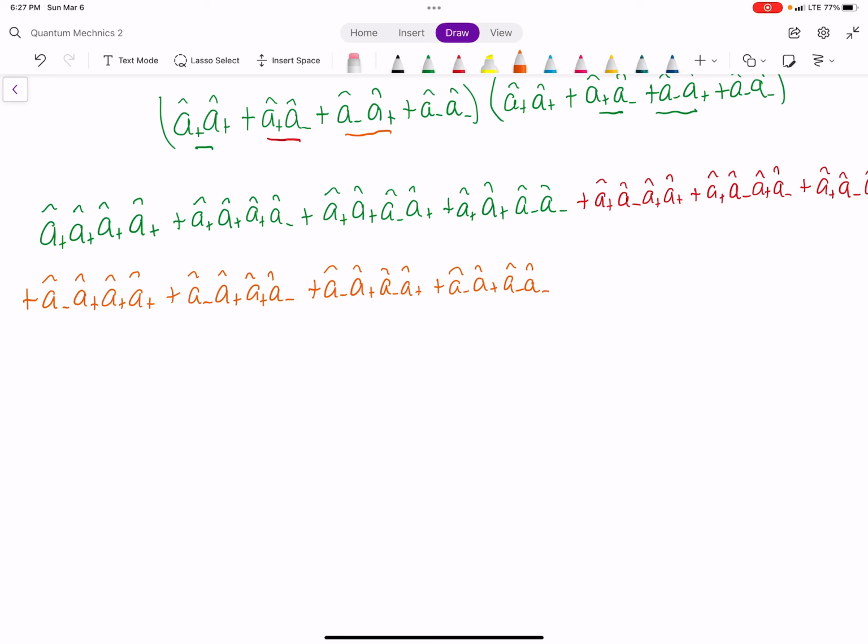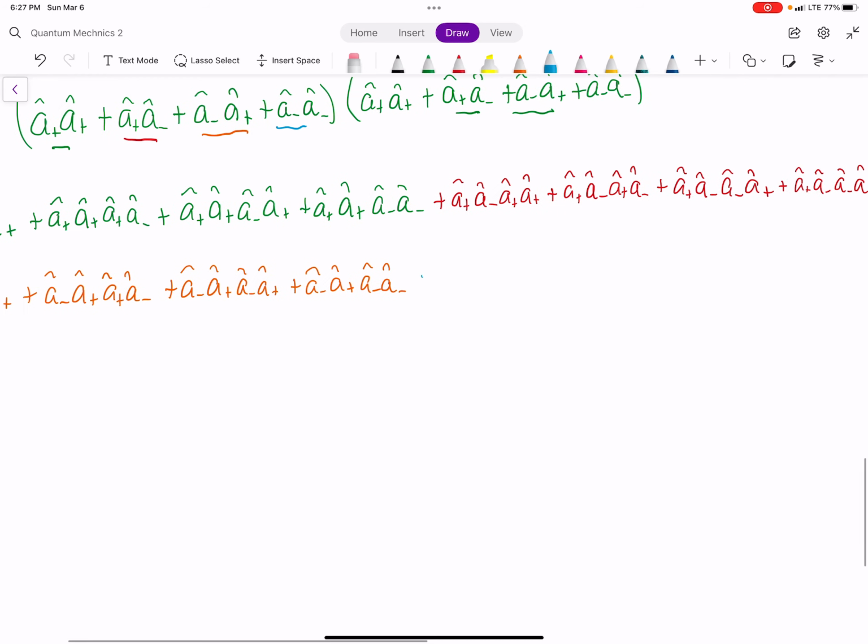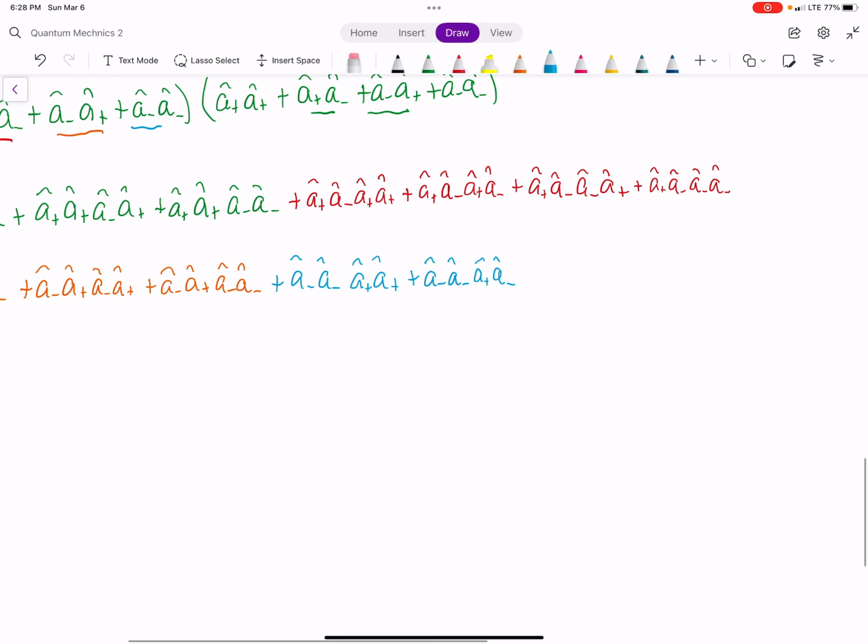All right. And then in blue, we'll do the last one. Plus A minus A minus, A plus A plus, plus A minus A minus, A plus A minus. A lot of places to go wrong here. Plus A minus A minus, A minus A plus, plus A minus A minus A minus A minus.